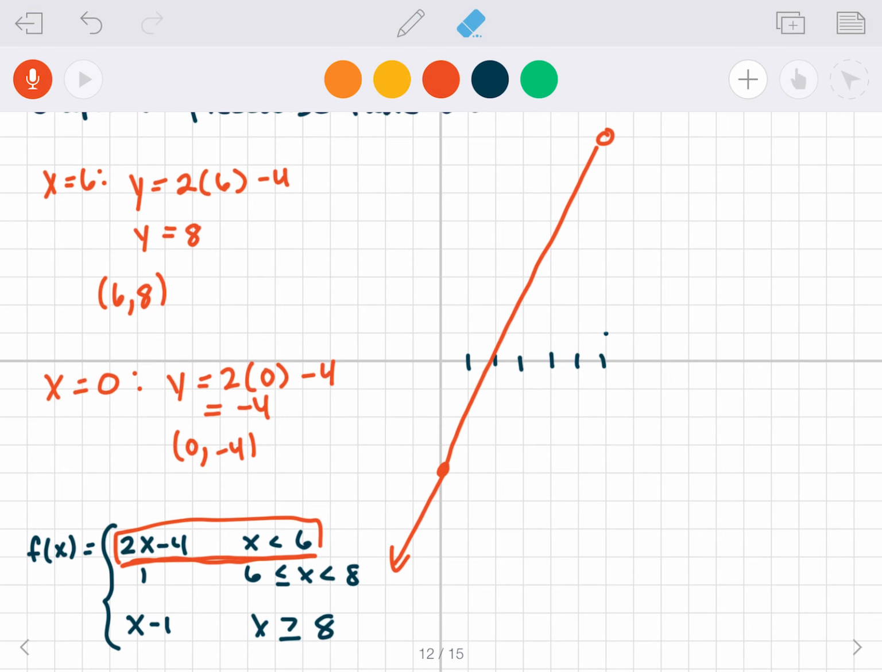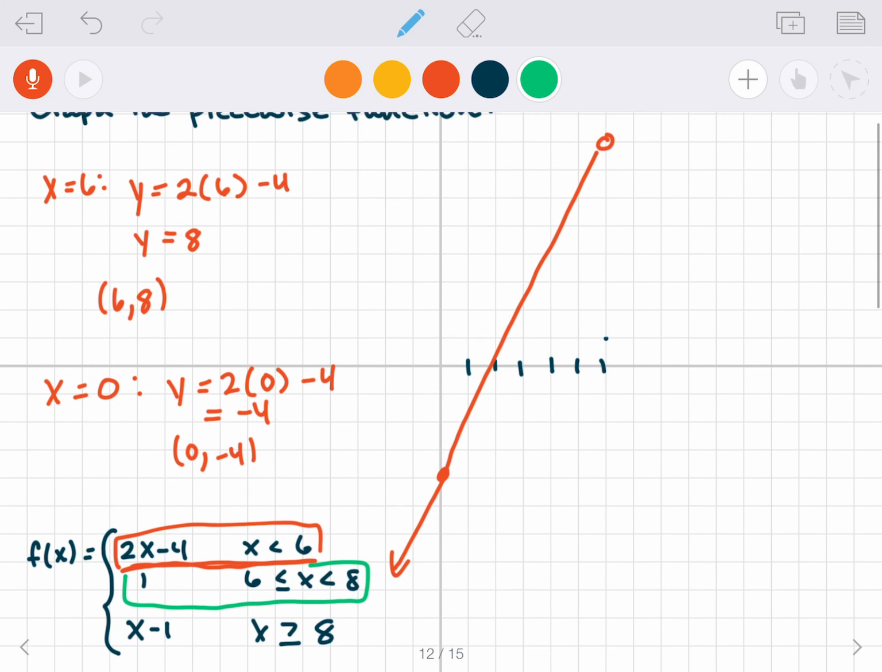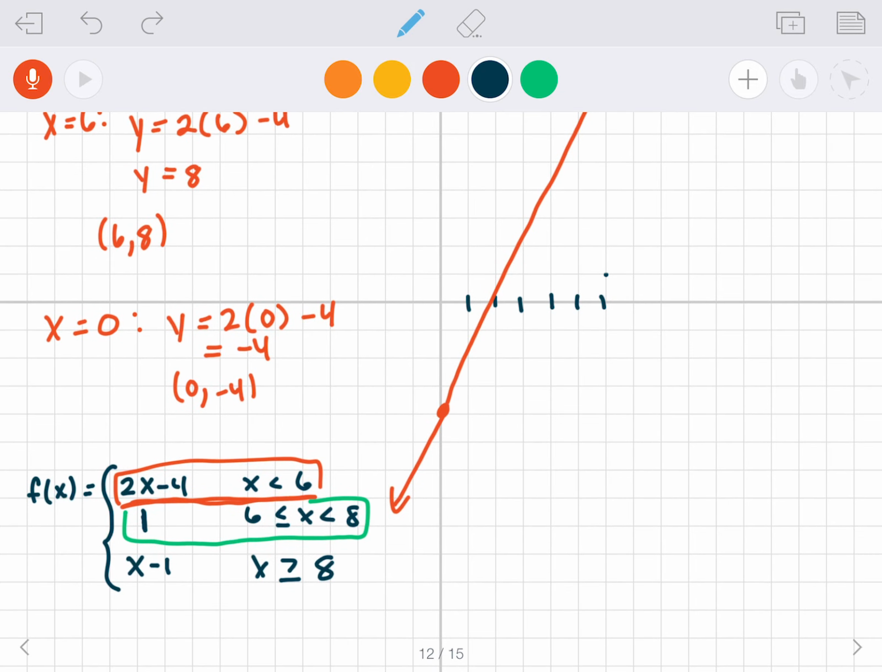Then the next piece is just 1, between 6 and 8. Okay, so if I plug x equals 6 into this function, there's nowhere to plug it in, right? There's no input value. So when x is equal to 6 in the second function, y is equal to 1. It can't be anything else. It forces us to have 1. There's no x to even plug in. So we can go ahead and plot that point.